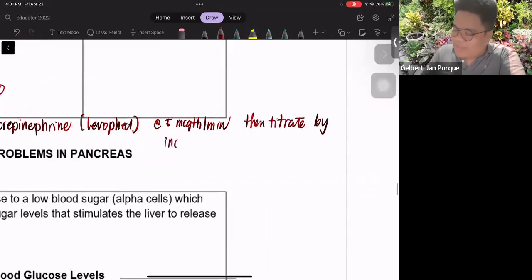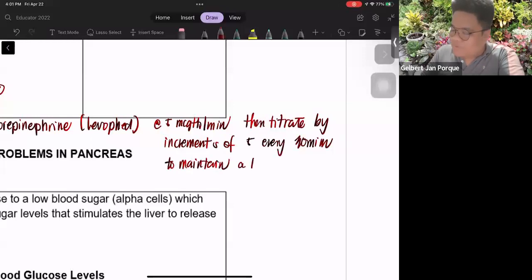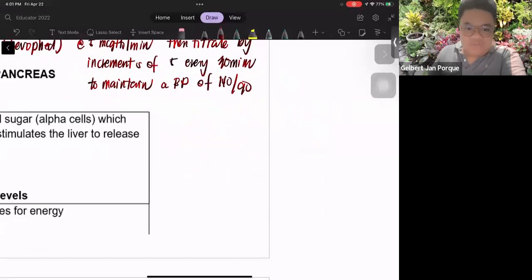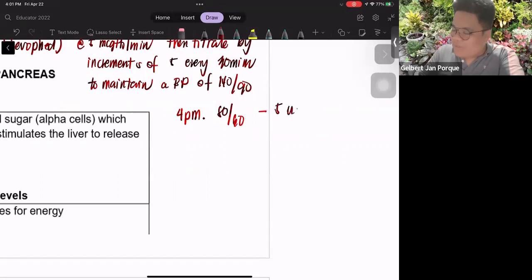by increments of 5 every 30 minutes to maintain a BP of 140/90. What does that mean, class? For example, it's my first time to start Levophed. Right now it's 4 p.m. and our patient's BP is 80/60. The doctor says start Levophed. So, 5 microdrops per minute. After 30 minutes, I will check the patient's BP.